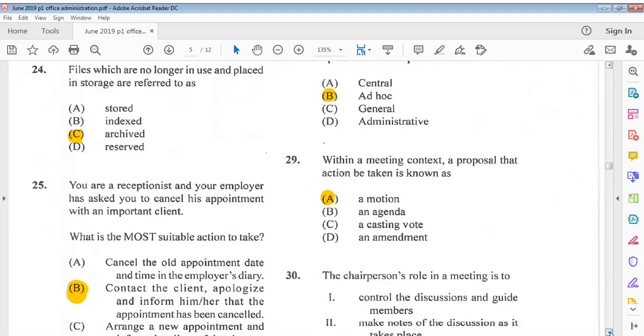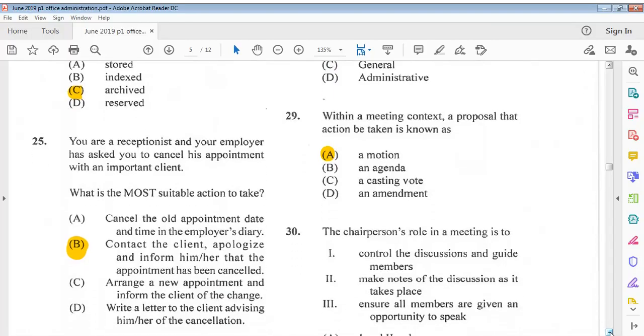Let's move on to question number 29. Within a meeting context, a proposal that action be taken is known as A, a motion, B, an agenda, C, a casting vote, or D, an amendment. We know that our answer would be A, a motion.